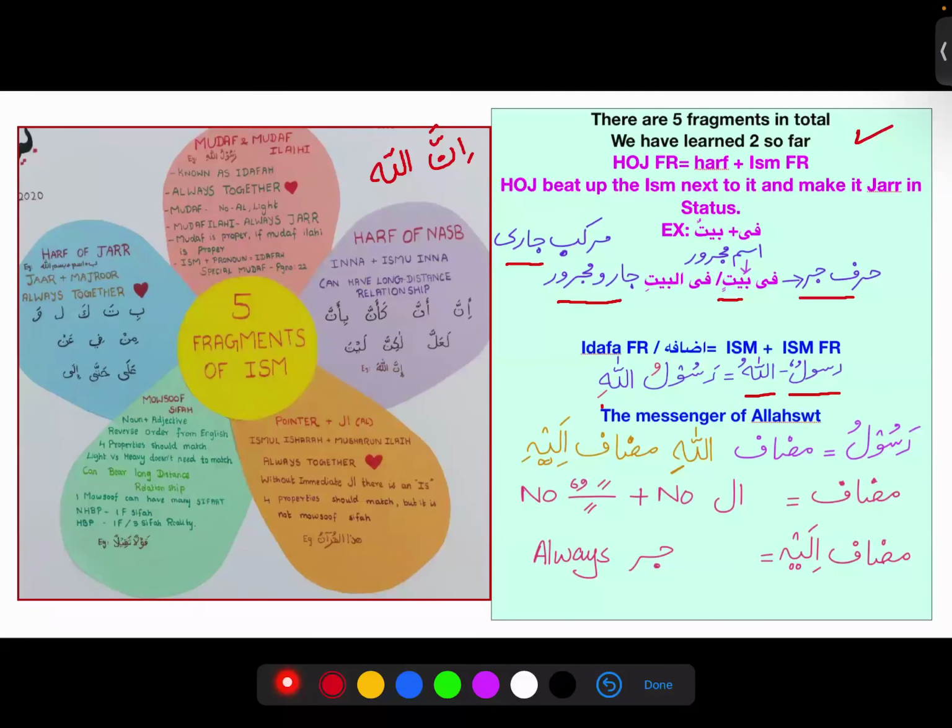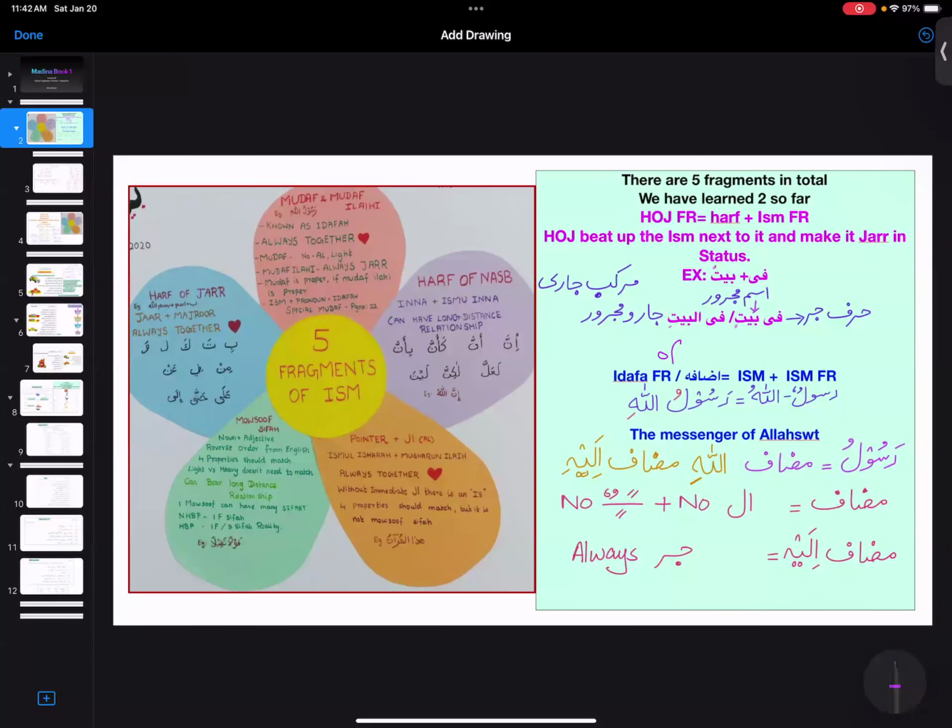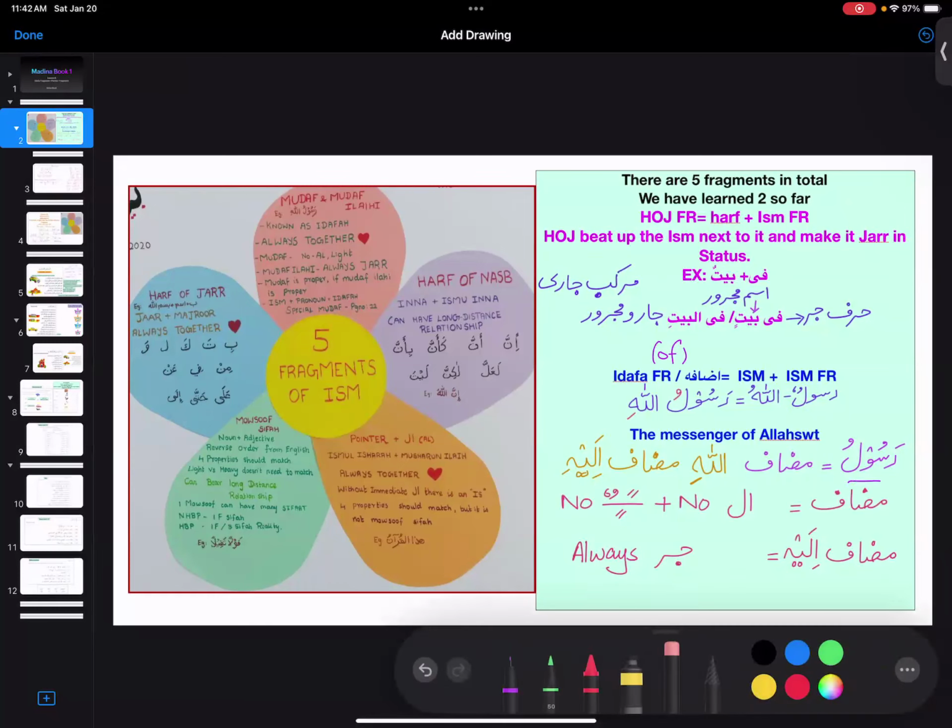So Rasulullahi, and my second ism should be jar in status. When I say Rasulullahi, the meaning is Rasul of Allah. So basically I make the first ism light, no al, and the second ism being jar gives me the meaning of in between. Now I can put the word of in between. Otherwise, in Arabic, there is no word for of. And how are we going to label it? Rasulu would be my mudaf, and the word Allahi would be my mudaf ilayhi.